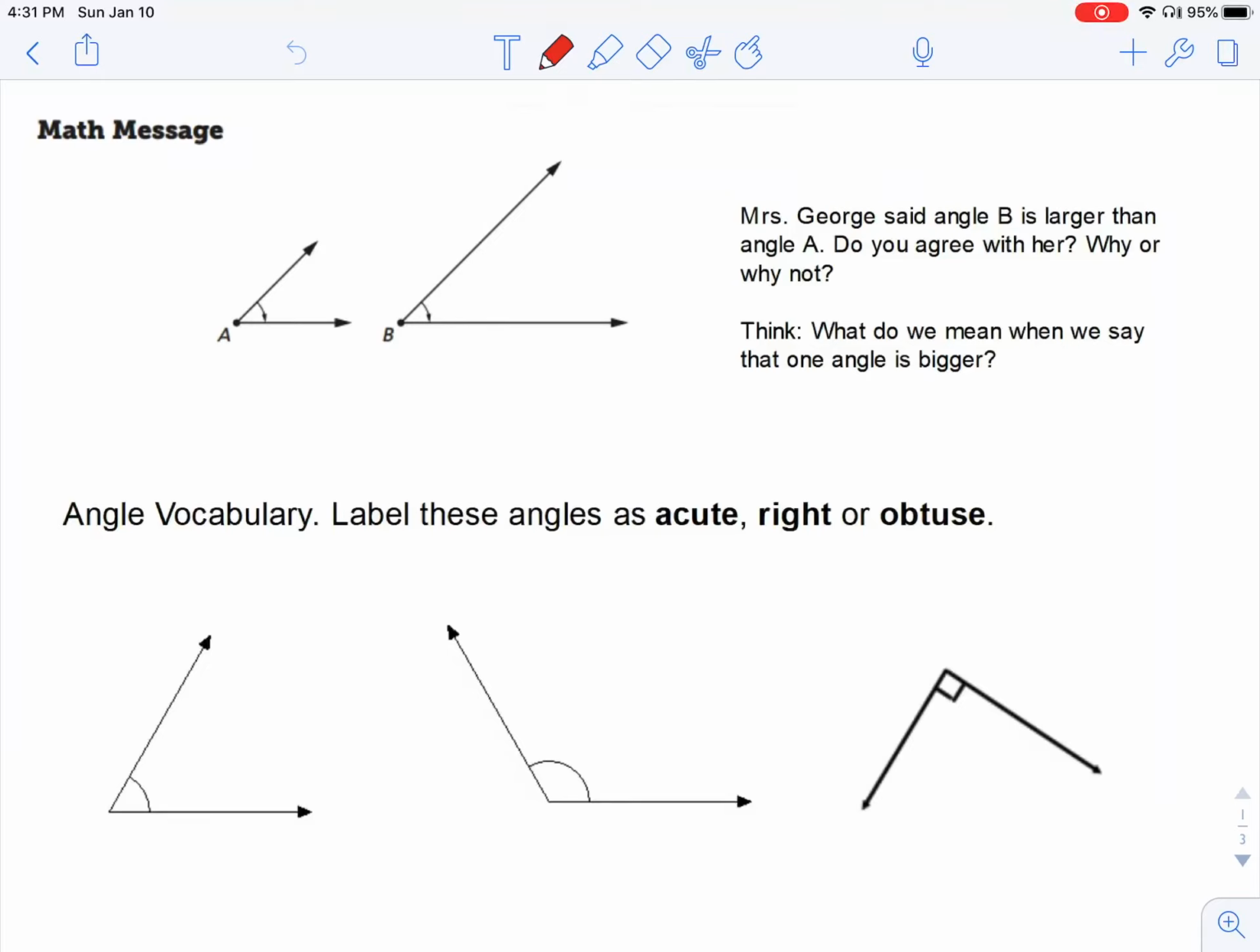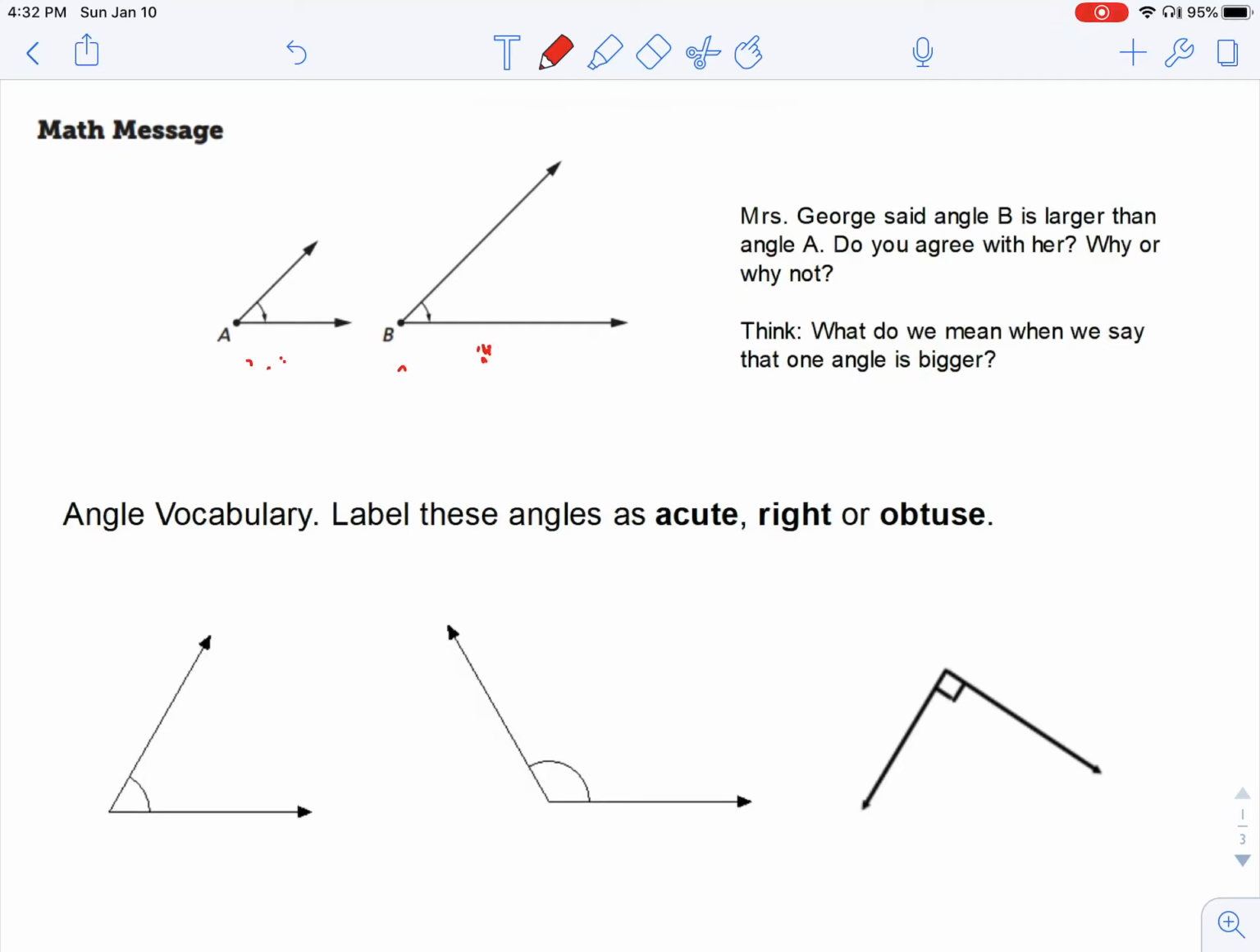Take a look at this math message together. You have your angles A and B, right? And I say that angle B is larger than angle A. Do you agree with me? Why or why not? And think, what do we mean when we say one angle is bigger? So think about that for a moment.